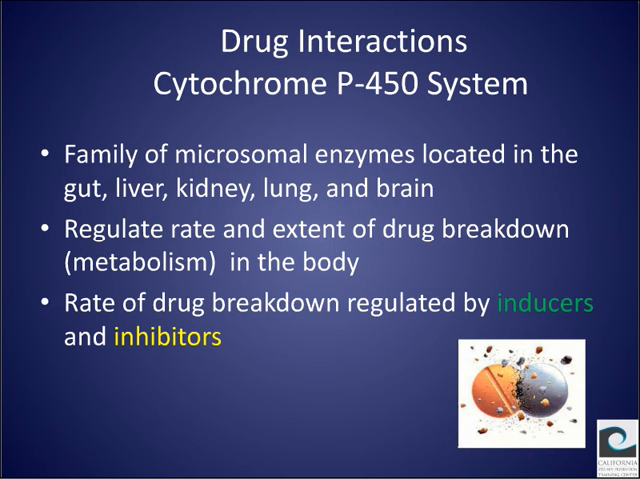So what is the cytochrome P450 system? It's a family of microsomal enzymes located in the gut, the liver, the kidney, the lung, and the brain. And they regulate how fast and how much drugs are broken down in the body. That's basically metabolism. And the rate of drug breakdown is regulated by inducers and inhibitors.